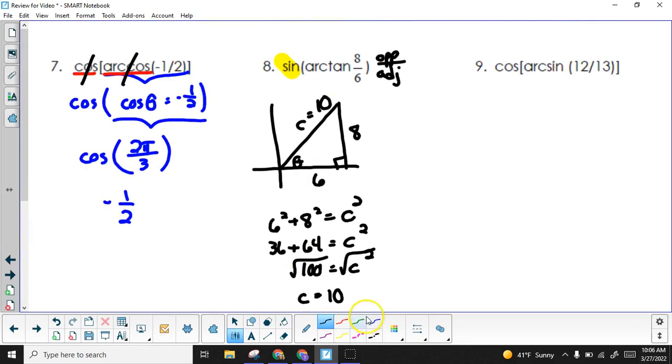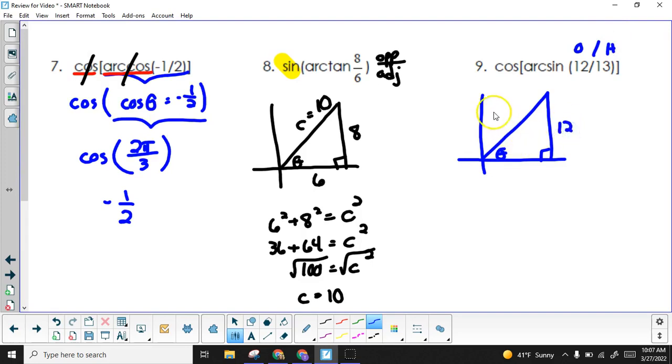Our next problem, the cosine of the arc sine of 12/13. Once again, 12/13 is not a unit circle value, so this is a non-unit circle value. We need to draw our triangle. Since it is positive, we're going to be working in the first quadrant. If the arc sine is 12 over 13, sine is the opposite over the hypotenuse. That means our opposite side is 12, our hypotenuse is 13. We need to find the missing value right here. This will be our x-coordinate.